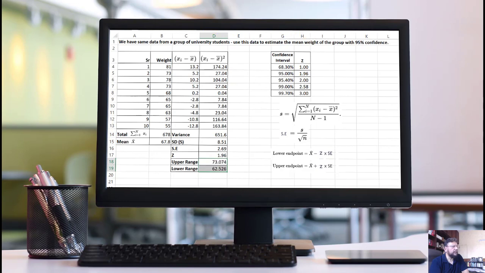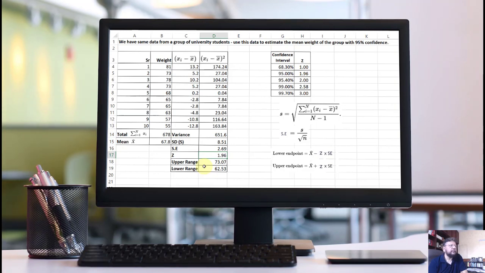Now let's understand what this confidence interval means. The confidence interval means that based on this sample, we can say that if we took the whole group and we found the average weight of this group, the average weight will lie somewhere between these numbers. So it will lie between 62.5 kilograms and 73 kilograms. So that we are 95% sure that if we got the actual value, it will lie somewhere in between these.